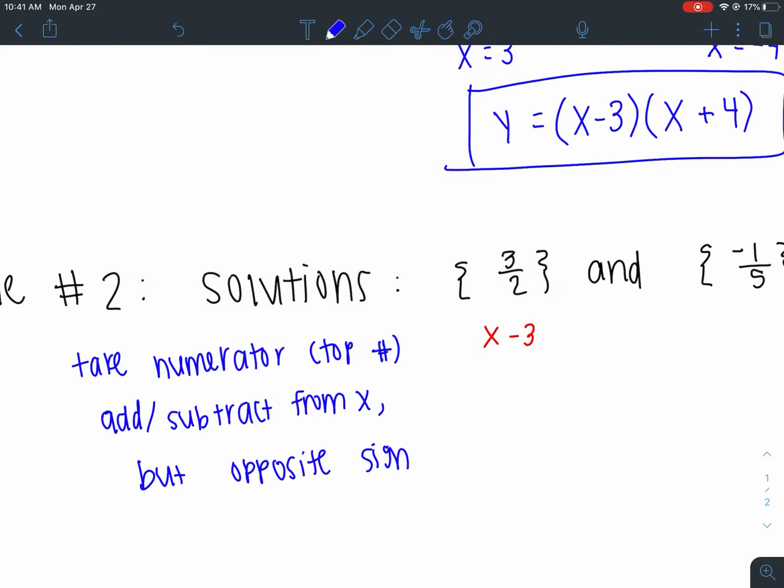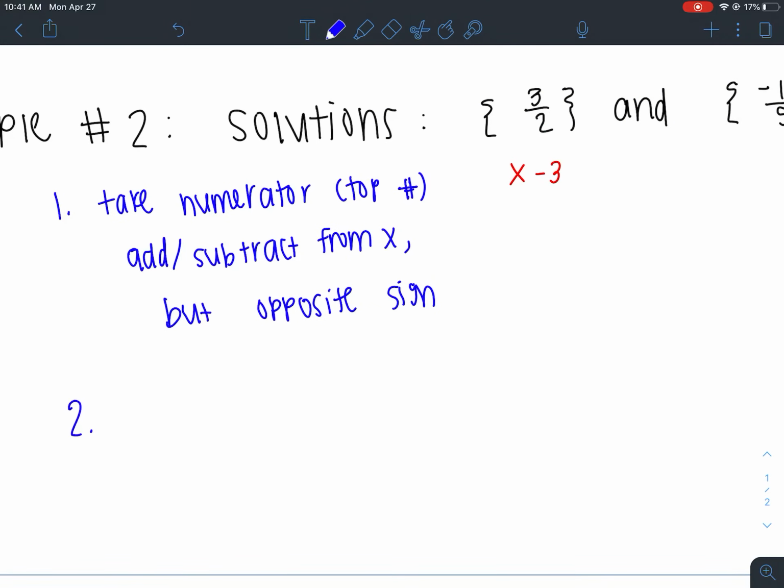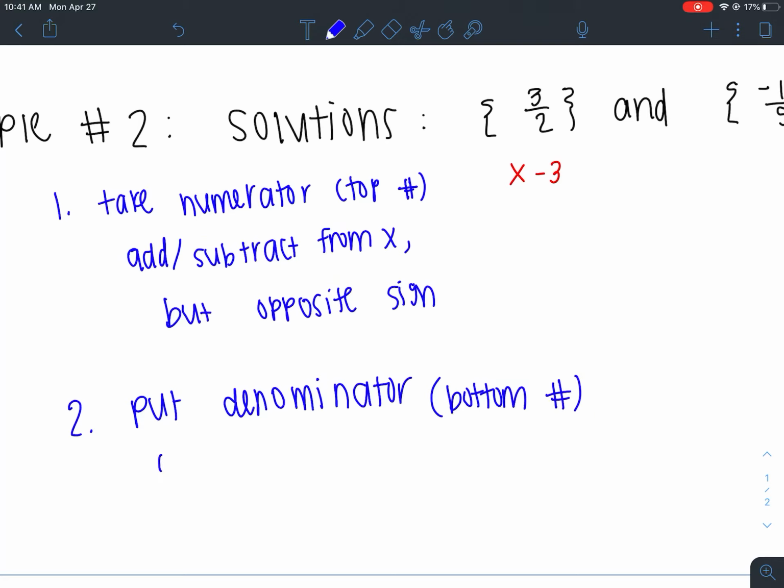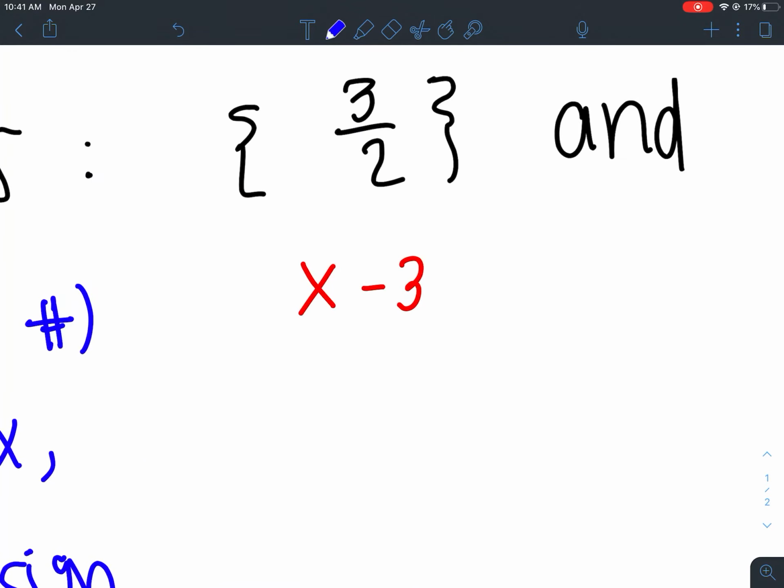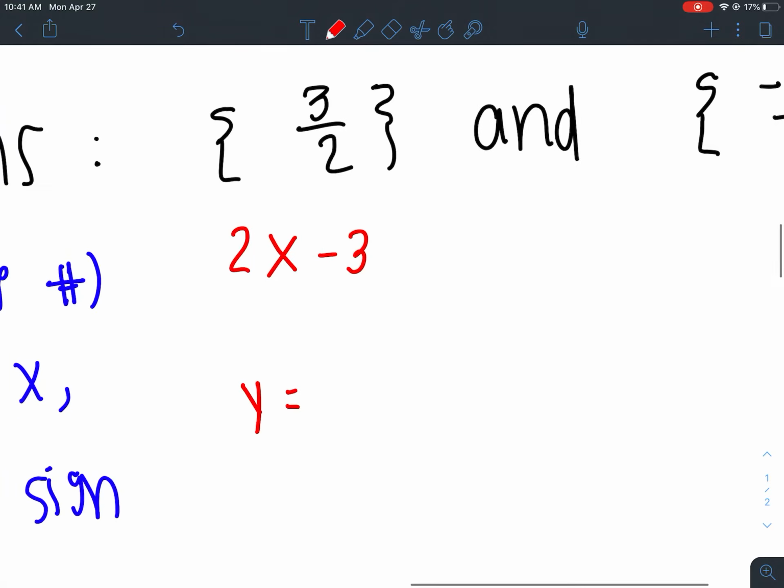The next step is you put the denominator, which is the bottom number, in front of the x. The denominator here is 2, so the 2 would go in front of the x. So you have 2x minus 3. That means one of my parentheses will be 2x minus 3. One of my factors is 2x minus 3.